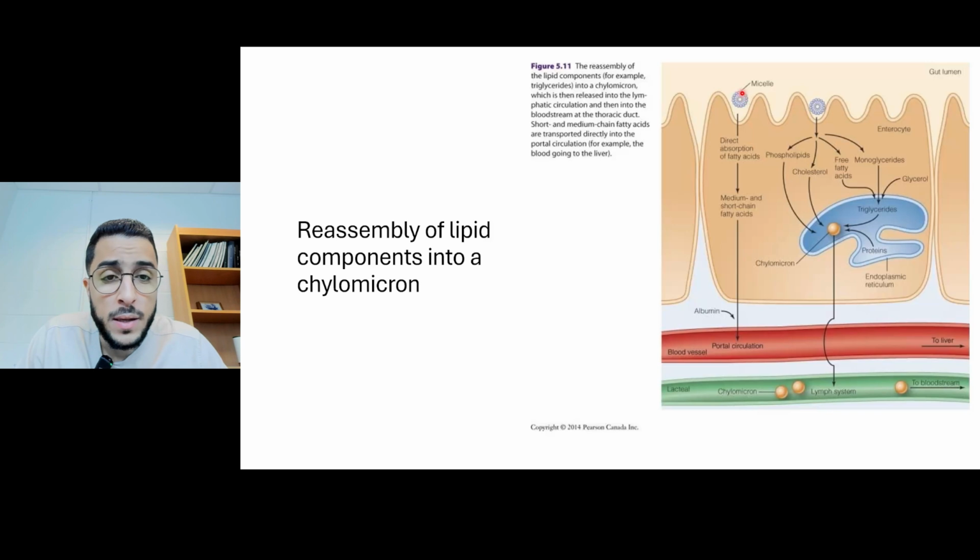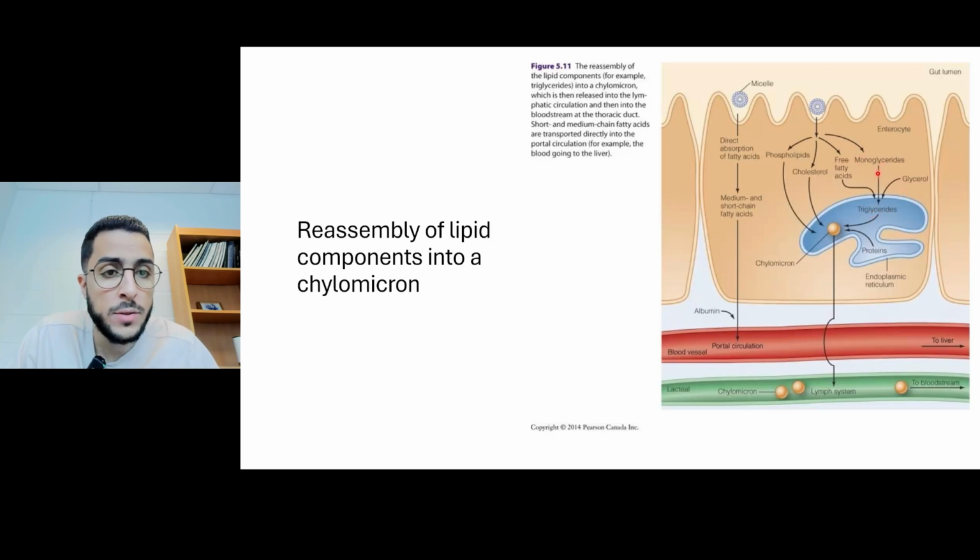So I said micelle. The micelle contains broken down pieces of lipids that were digested in the gut lumen. They will go inside the enterocyte. The enterocyte will release their content. The short and medium fatty acid chains will go directly to the bloodstream, while the components of the other more complex lipids, for example, phospholipids, cholesterols, fatty acids, monoglycerides, and glycerols, will be packaged into a chylomicron and then carried to the lacteal.